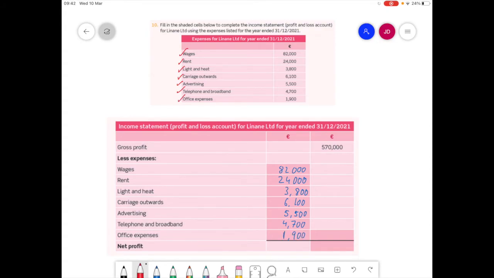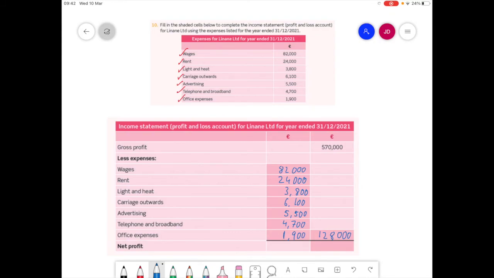So now that I've filled in all the figures and listed out all my expenses, I now need to add all those up in my calculator to get what my total expenses are. Because remember, my heading here is expenses. I want to find out what my expenses are, which I've added all together, and that's going to give me my total expense, which I'm going to put in here. So I'm going to get my calculator and add that up. I'm going to get 128,000 euro.